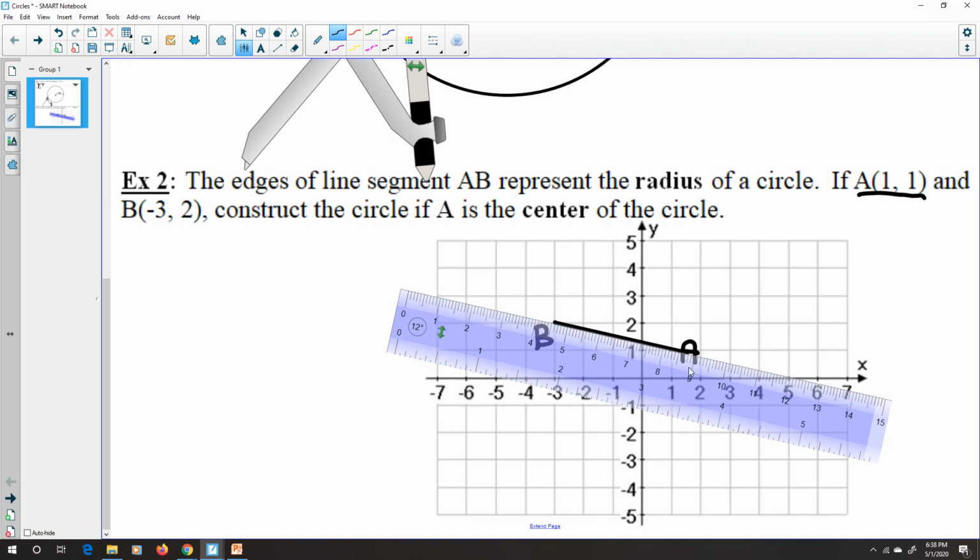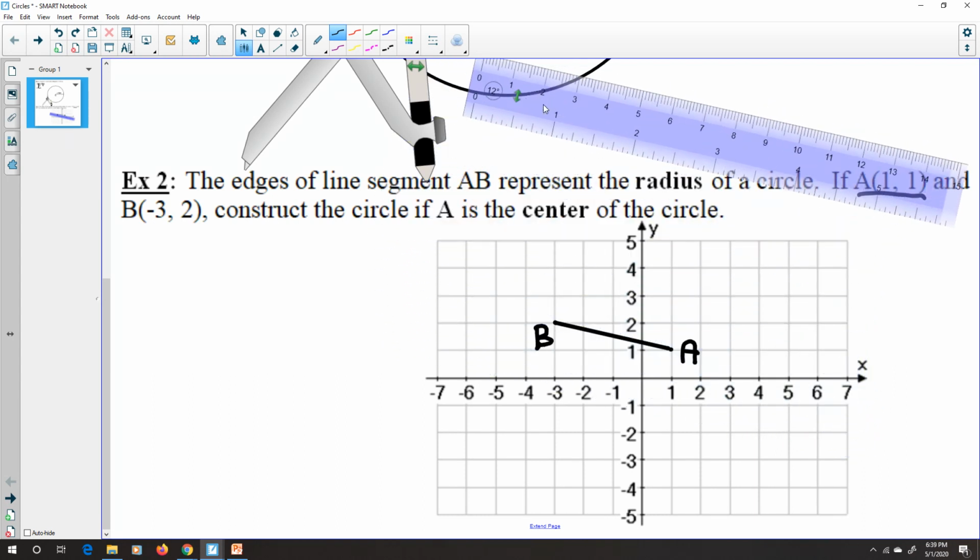Oh, I went way too far. Whoops. Try that again, except this time let's try not to go so far. Stop when you get to A. Come on. Don't go past it. Yes. Okay, let's get rid of the ruler now. We don't need it anymore.